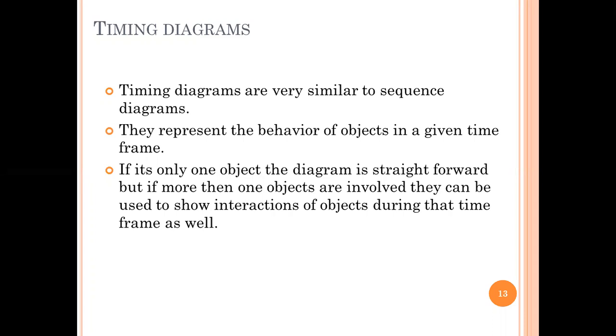We have to consider all the scenarios for every stage. For the first stage, we have taken this time. For the second stage, we have taken this much time, that much time. So we have to draw the timing diagram according to that scenario. This is all about UML notations.